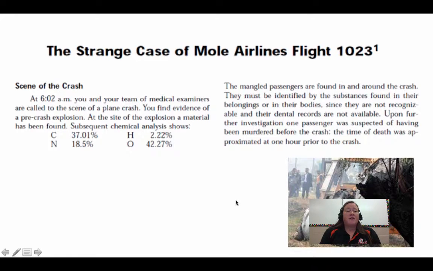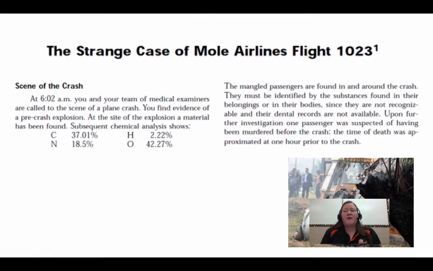This is the scene. Strange case of Mole Airlines Flight 1023. At 6:02 a.m., you and your team of medical examiners are called to the scene of a plane crash. You find evidence of a pre-crash explosion. At the site of the explosion, a material has been found. Subsequent chemical analysis shows that it contains carbon, hydrogen, nitrogen, and oxygen at these percentages. The mangled passengers are found in and around the crash.